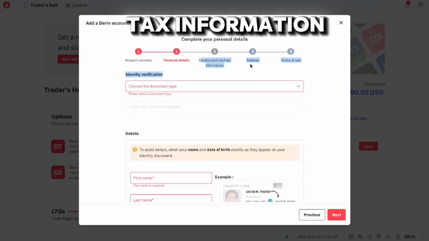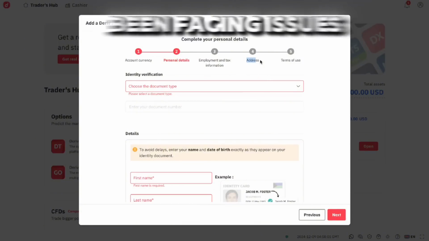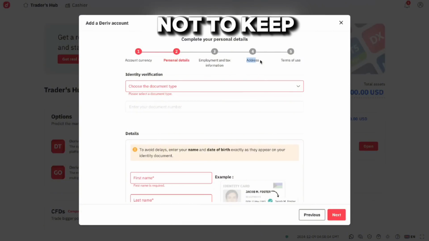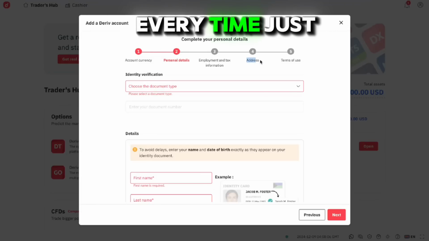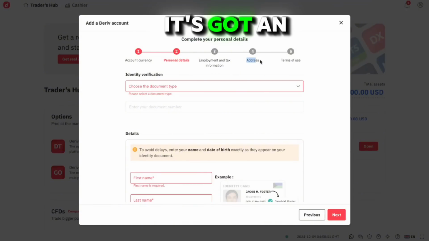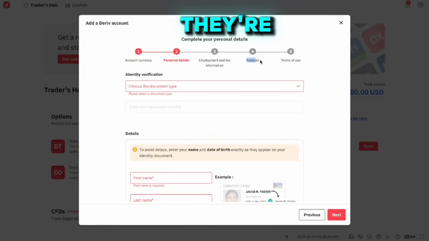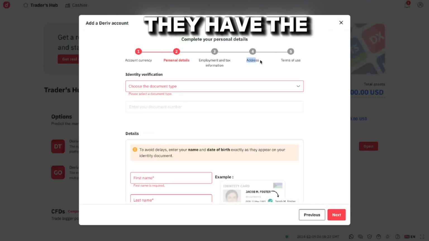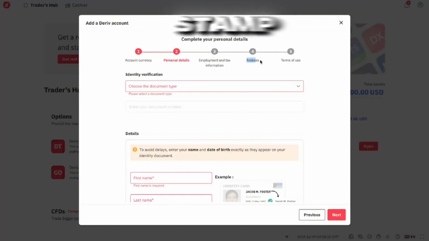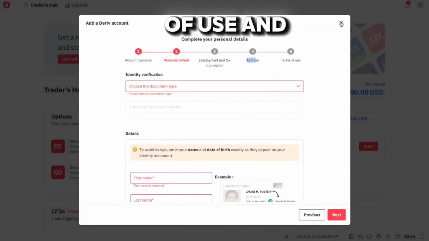There's employment and tax information, then your proof of address. For the proof of address, many people have been facing issues. I would recommend, so you don't keep being asked to verify every time, just find a lawyer. Let them write for you a proof of address. It's called an affidavit or something. It's usually, I think, 1,000 bob or 500 bob. Even if you go to Njivanji and ask the lawyers who sit there jobless, they're going to write for you as long as they have the commission of oath stamp, and they will never ask you again to verify your account. And then terms of use and whatnot.